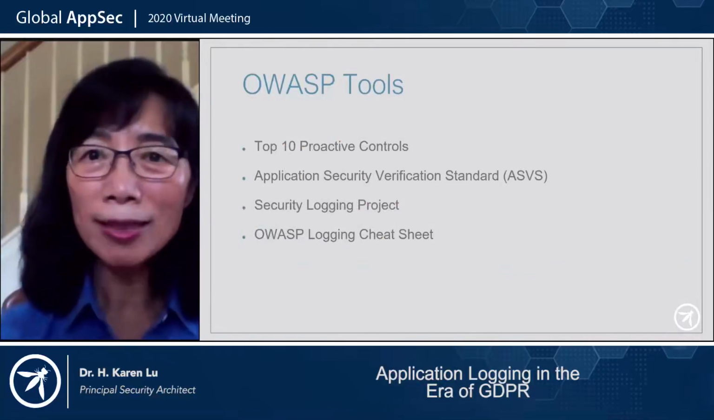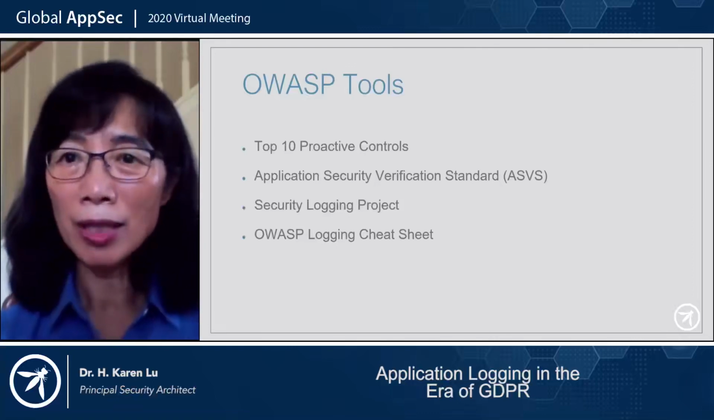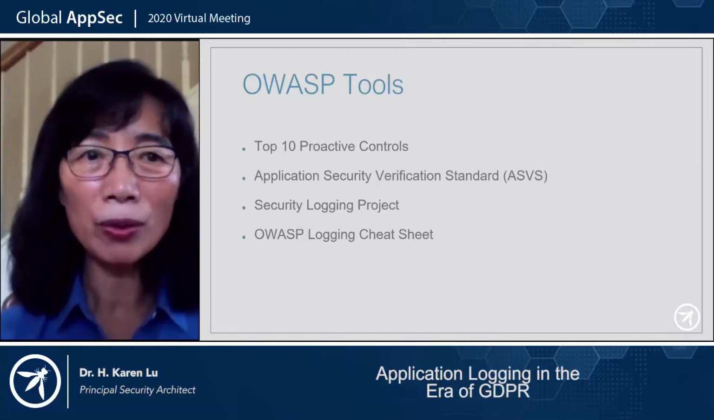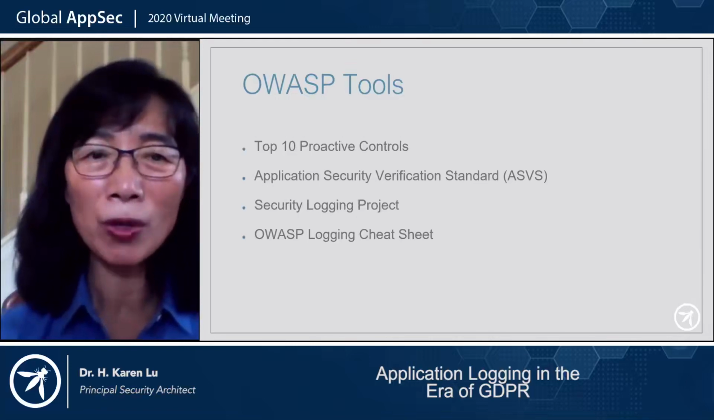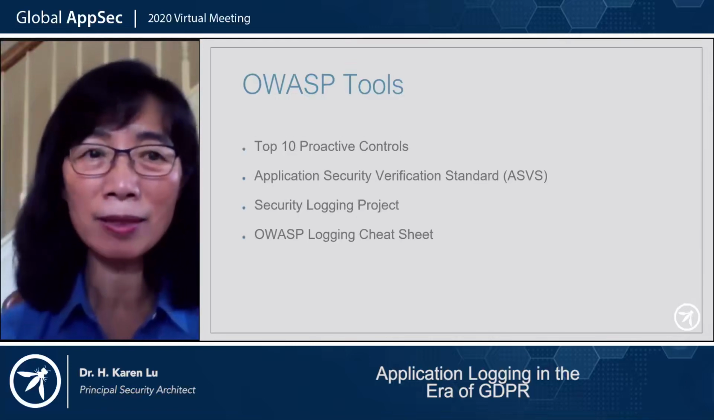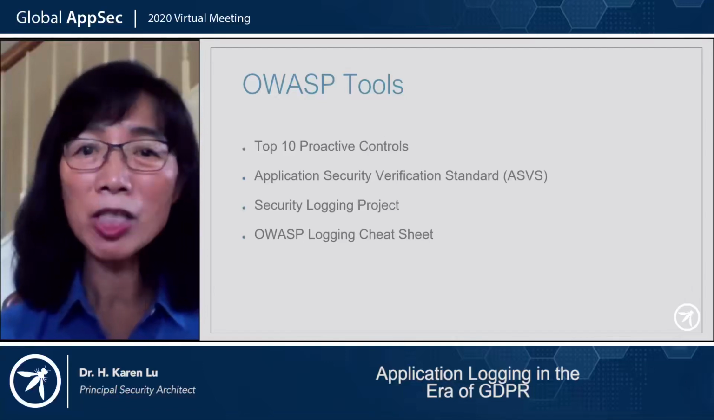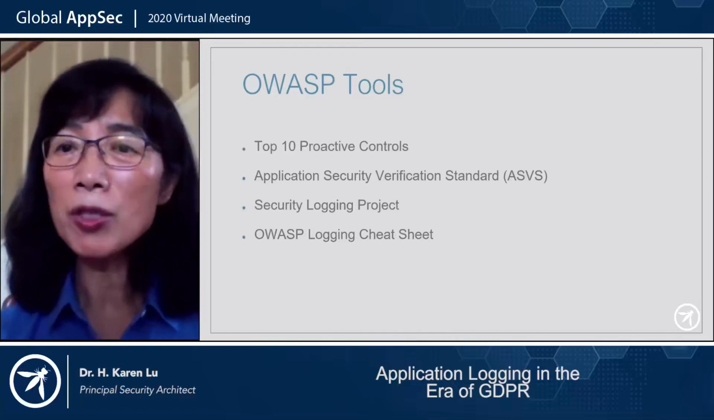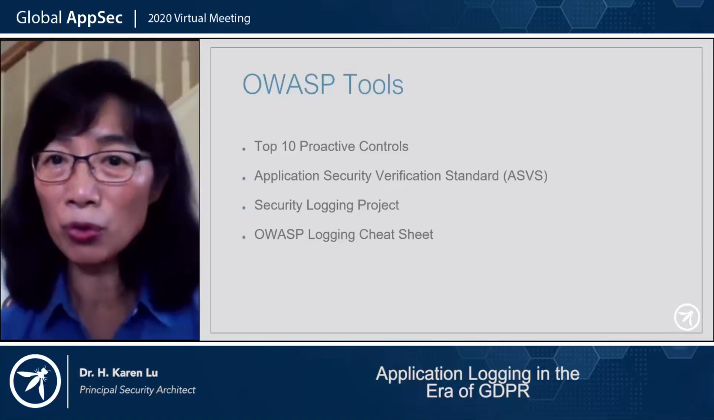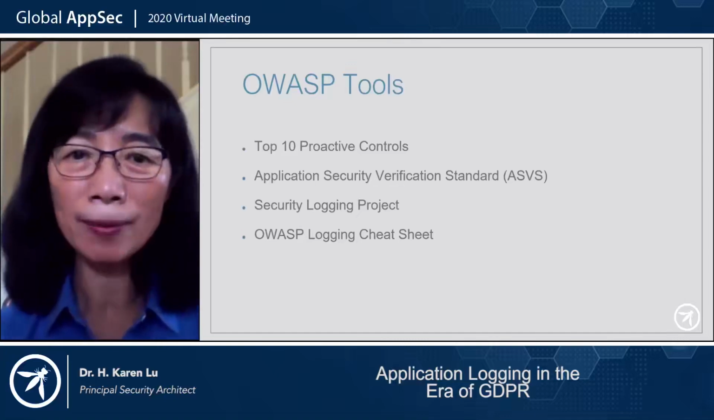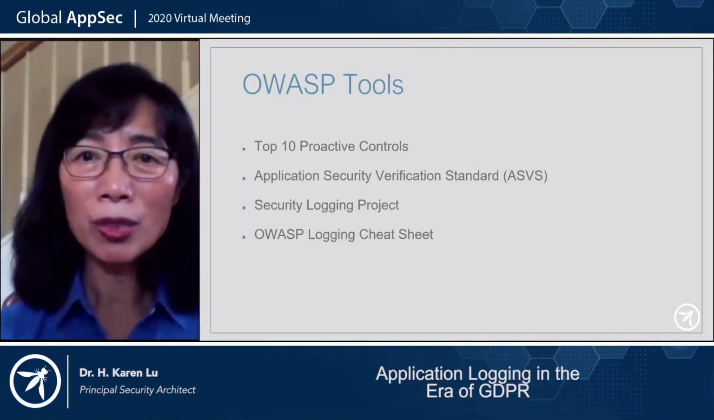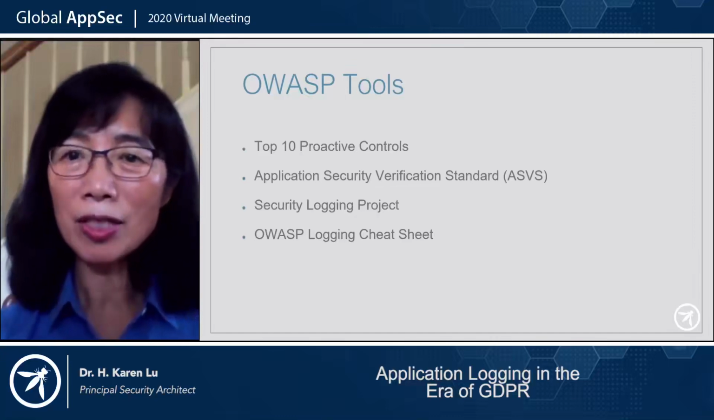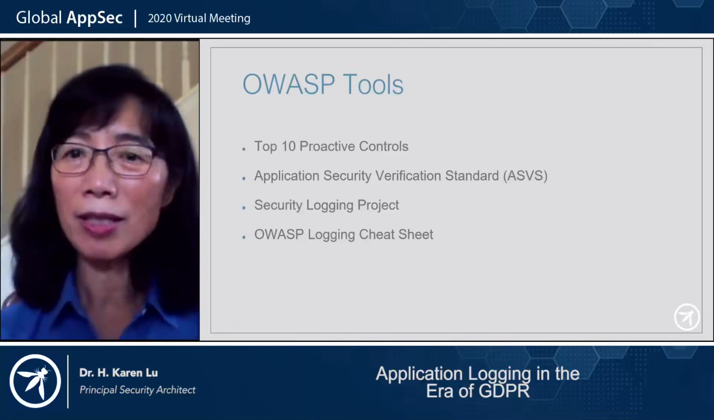OWASP has provided various tools and guidance related to logging. For example, the Top 10 Proactive Controls, the Application Security Verification Standard, ASVS, the security logging project, and the OWASP Logging Cheat Sheet. There are other open source tools, commercial logging tools, and cloud provider tools. Developers and operations use these tools to enhance the performance and the security posture of their products and services.